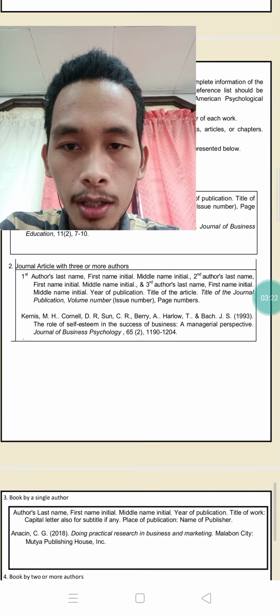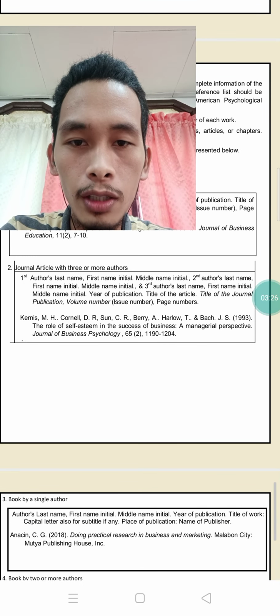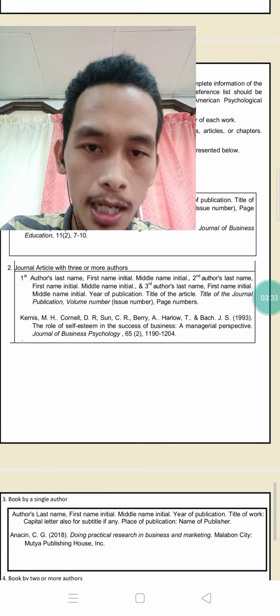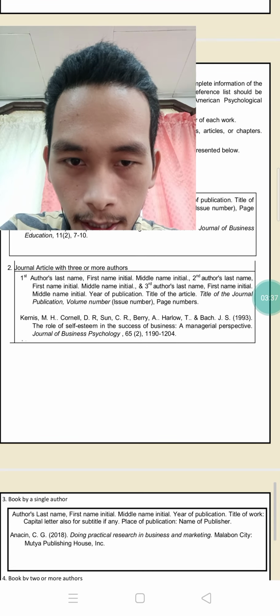Okay, next. Journal article with 3 or more authors. The same with number 1, but you need to include all the 3 or more authors. First author's last name, first name initial, middle name initial. Second author's last name, first name initial, middle name initial. So this is the example.